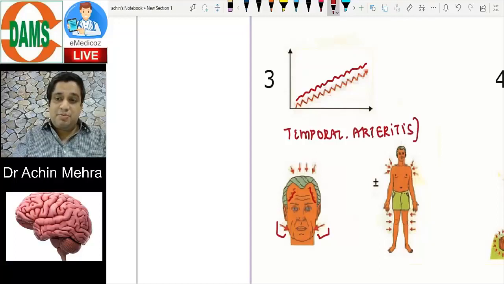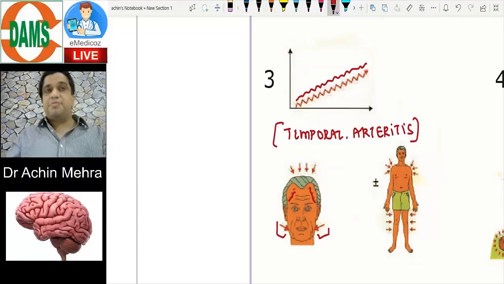So giant cell or temporal arteritis typically presents in this kind of a picture. And looking at this elderly patient, if you remember, this disease is more common in the elderly. But yeah, although the image shows a male, it actually happens more frequently in females.